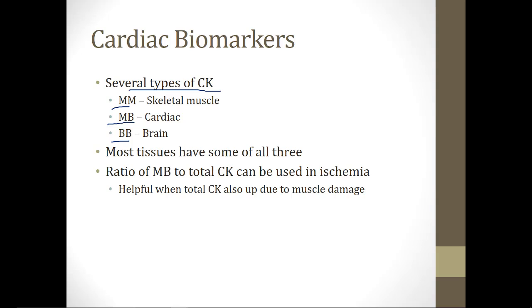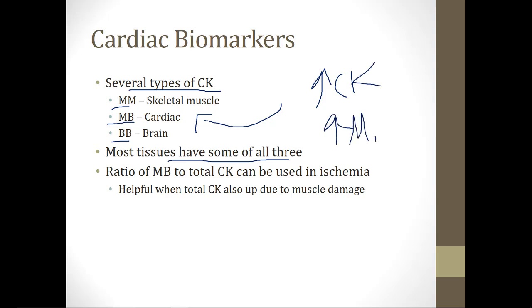Now, it turns out most tissues have some of all three of these forms, but what I've shown on the slide is the predominant form. And the way this can sometimes be a problem is when people have elevated CK levels not due to myocardial infarction. So for example, a patient with rhabdomyolysis will have a very high level of CK in the blood, but they're not having a heart attack. They may also have a high level of CKMB, because remember, there's some MB found in skeletal muscle cells. It's just not the predominant type. So in these situations, what you can do is take the ratio of MB to the total CK to diagnose ischemia.